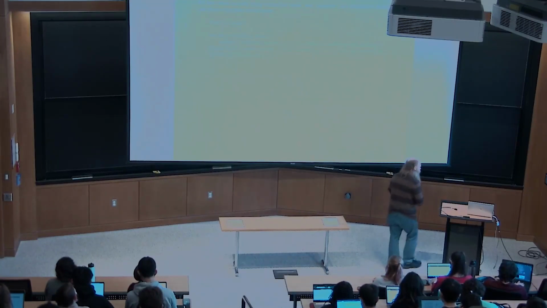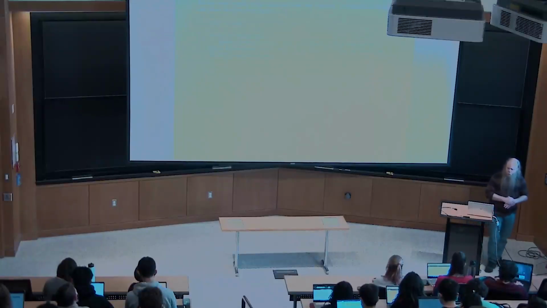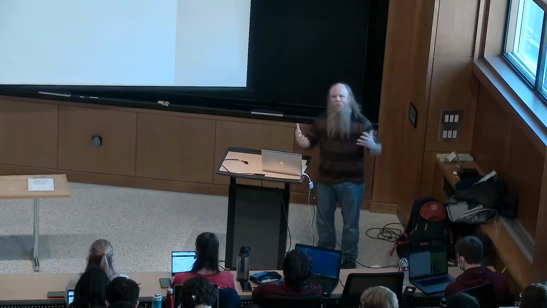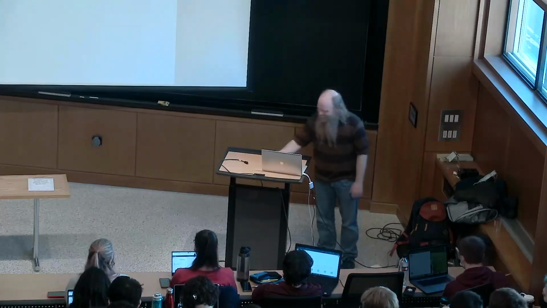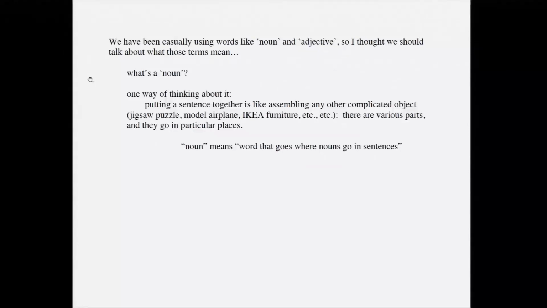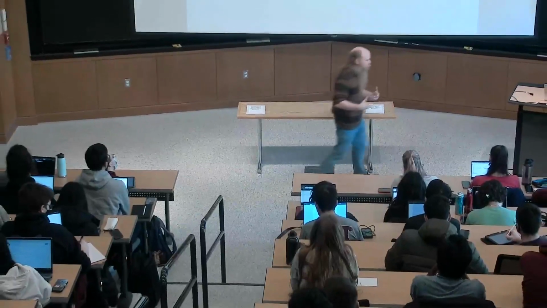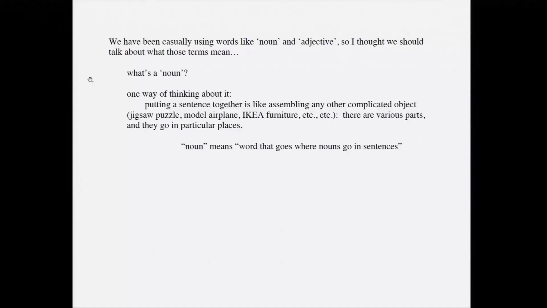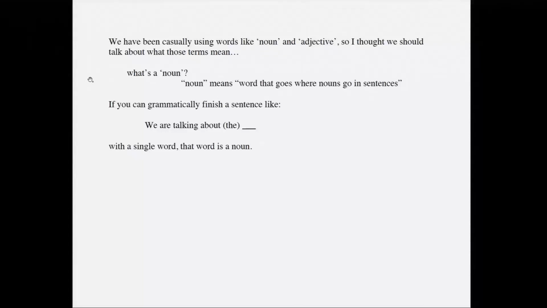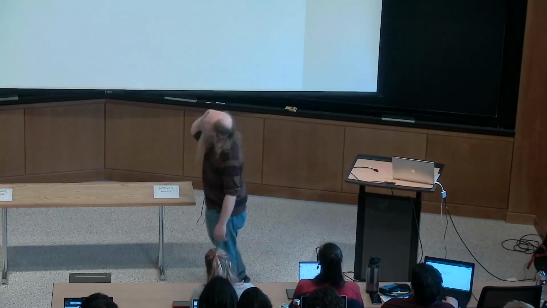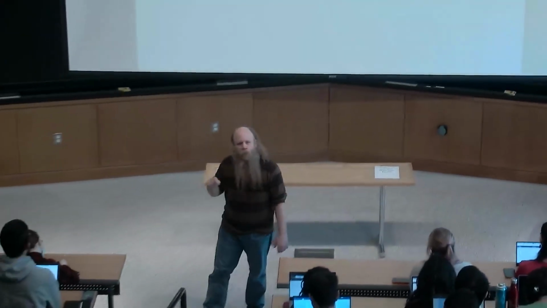And you can also name them by their functions. If you weren't sure what an edge piece was, well, it would be the piece that goes on the edge of the jigsaw puzzle, the one that goes on the outside. And similarly, when we say that something is a noun, what we mean is that it's something that goes where nouns go, kind of like an edge piece is a piece that goes on the edge. If you're putting a sentence together, there are parts of the sentence where nouns belong, and noun is just a name for the class of things that can go in those places. So, for example, if you can grammatically finish a sentence with a single word, a sentence like, we are talking about blank, or we are talking about the blank, then it's a noun.